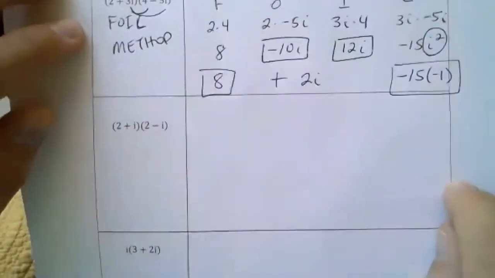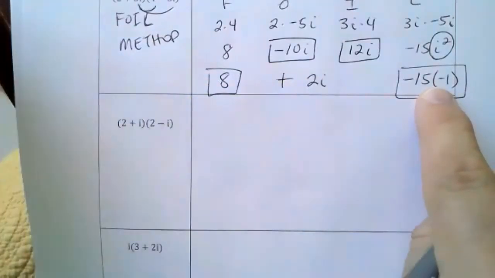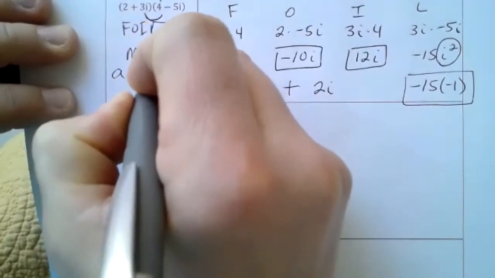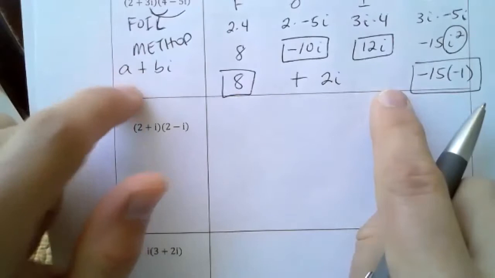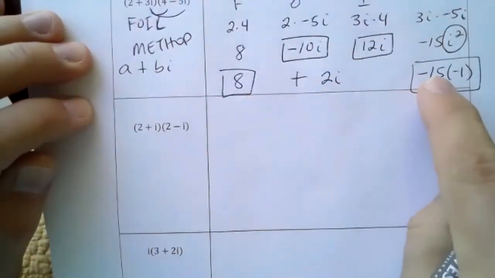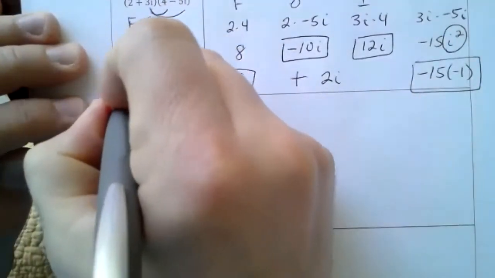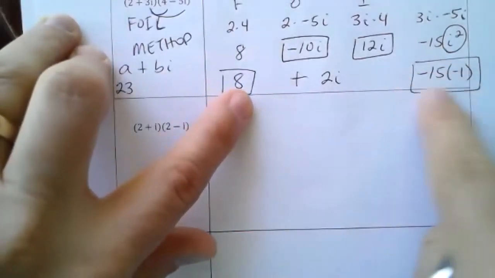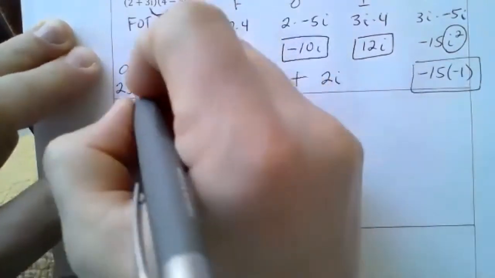So now let's combine all of this and rewrite all of this into the form of a plus bi. All right, we want to rewrite this into the form of a plus bi. Okay, so what is 8 plus 15? We get 23. So 8 plus 15, this right here is 23. And then the imaginary part that we're left with is 2i.